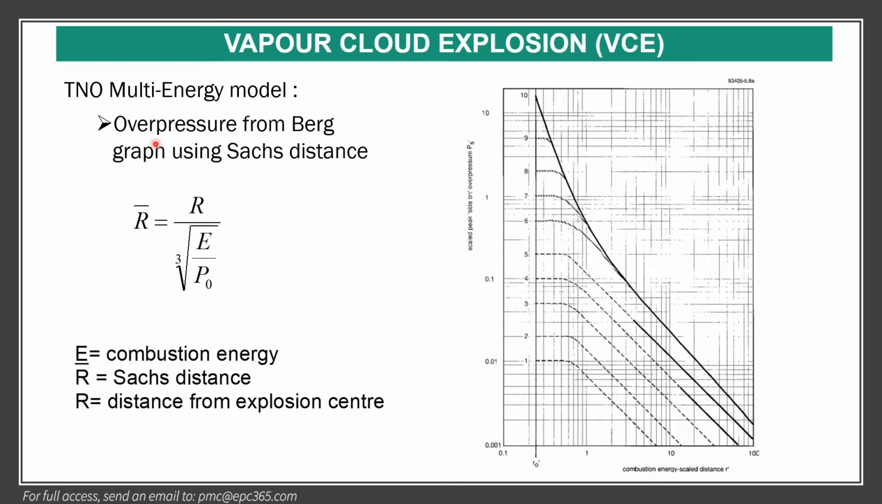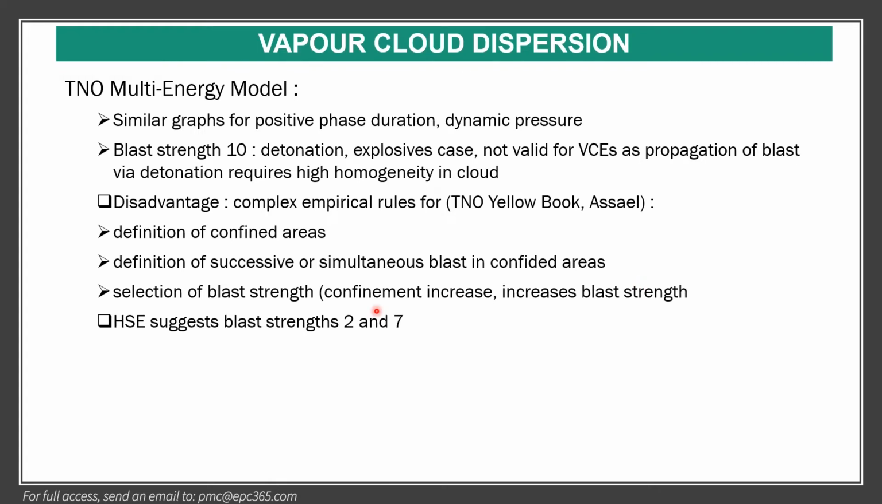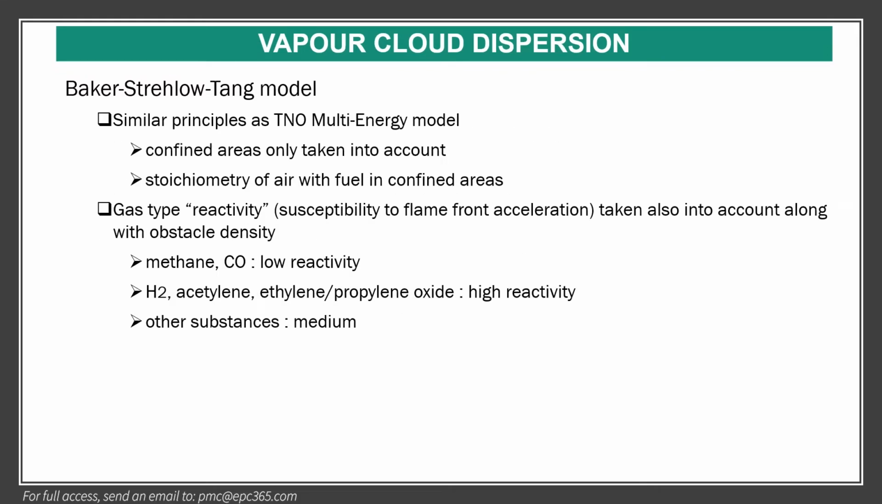So these are the overpressure from Baker, and this combustible energy and such distance from explosion, and here blast strength 10, detonation explosive case, is not valid for VCE, as propagation of blast via detonation requires higher homogeneity in the cloud. So there are certain limitations of this, and we will explain it in another video by Xplo CFD, and also the Baker-Strehlow-Tang model.